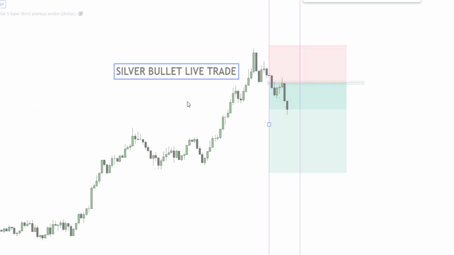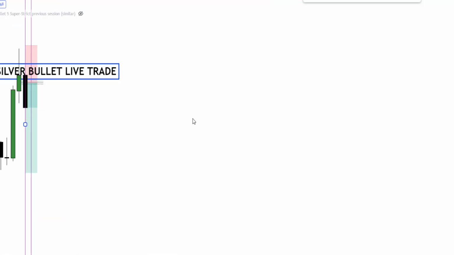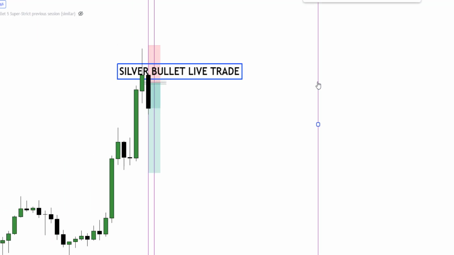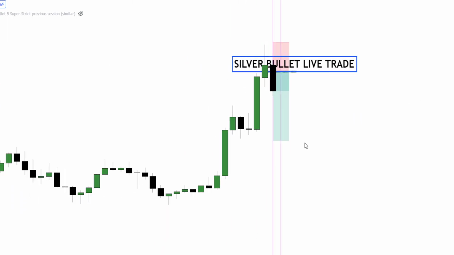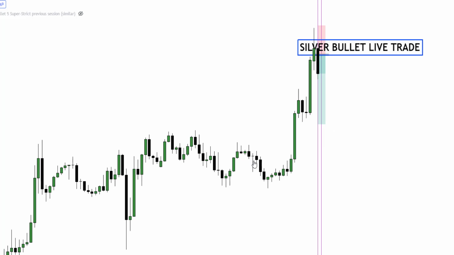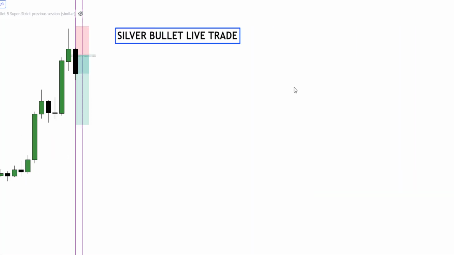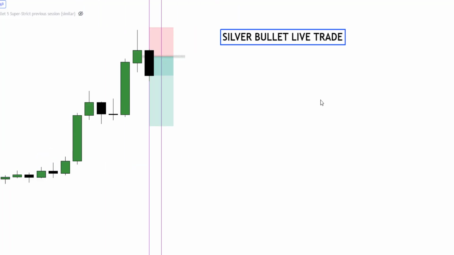Euro USD has been bullish. Now you may be asking me, why am I counter trading, knowing that Euro USD is bullish, and then trying to sell from that? The bullish movement actually started in the London session, boom, and this is the New York session. So I am trading the silver bullet strategy right now.